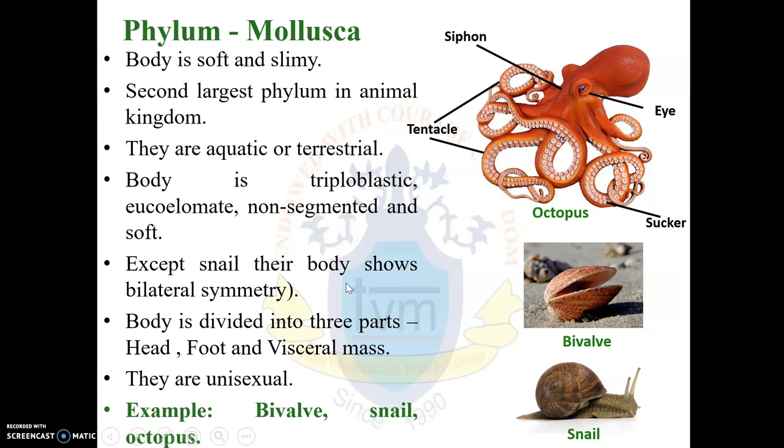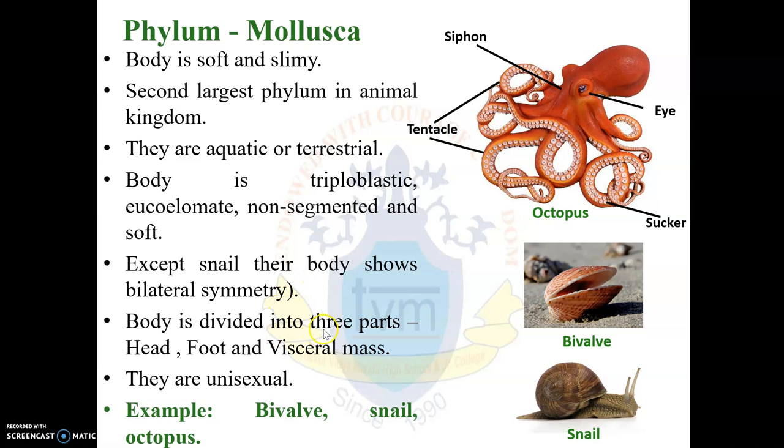Next is phylum Mollusca. Their body is soft and slimy. They are the second largest phylum in the animal kingdom. They are aquatic or terrestrial. Their body is triploblastic, eucoelomate, non-segmented and soft. Except snail, their body shows bilateral symmetry.